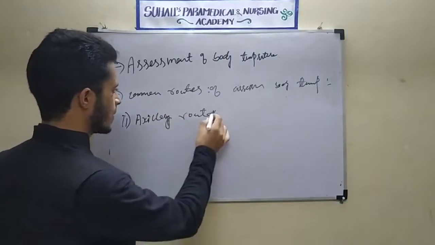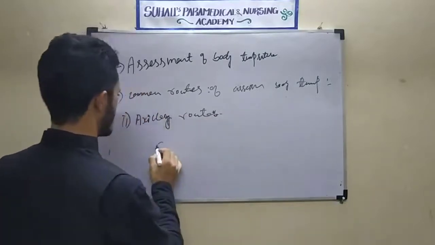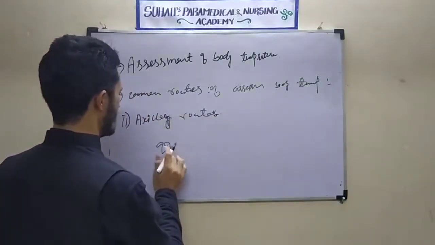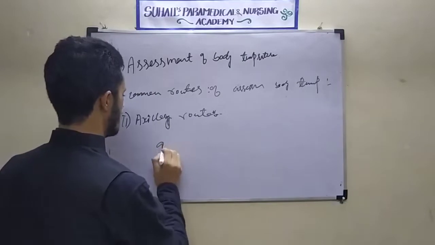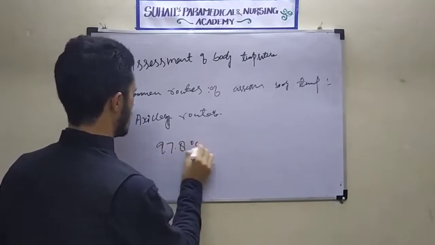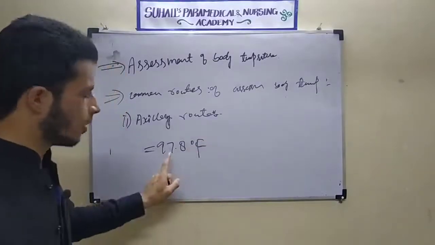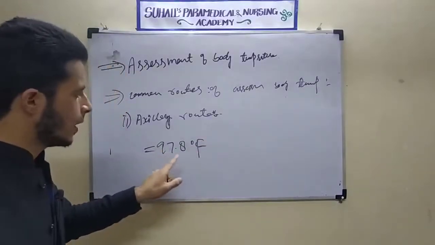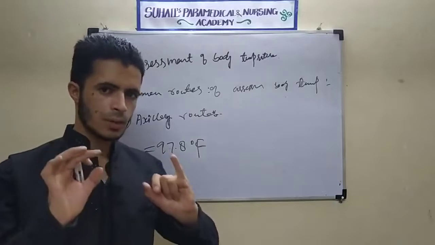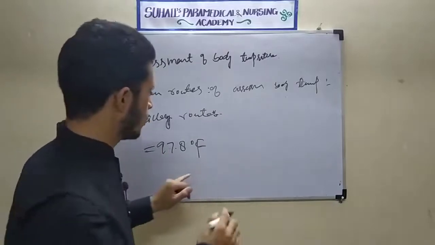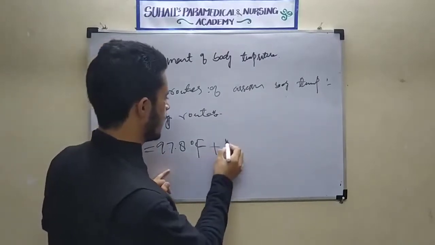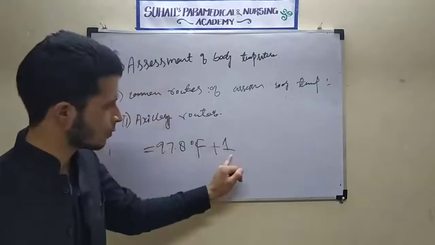Axillary route. Here in the axillary route, what will be the normal temperature? Normal will be 97.8 degrees Fahrenheit. Okay, that will be the normal temperature here. Remember one thing. If we are assessing the axillary temperature, we have to add 1. We have to add 1 degree Celsius here.